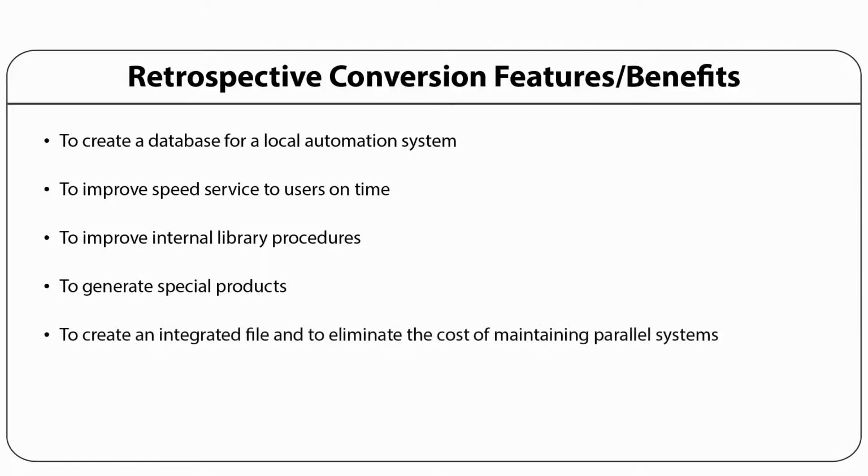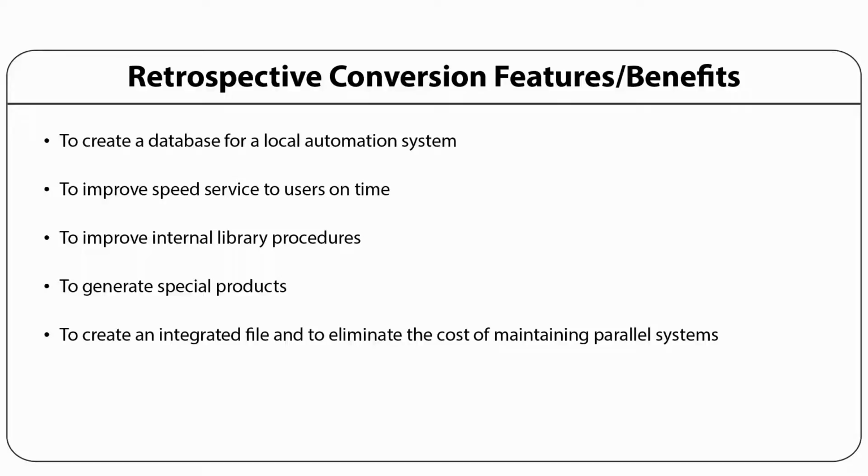Number 5. To create an integrated file and to eliminate the cost of maintaining parallel systems. One of the reasons many libraries contemplate a retro conversion project is that present cataloging is automated while older records remain in the card format. This creates two files and hence two places to search for library materials. It is quite common for a library to have some of its records on floppy diskettes or in an online catalog and the remainder in a card catalog. This is awkward for both the users and the library staff.